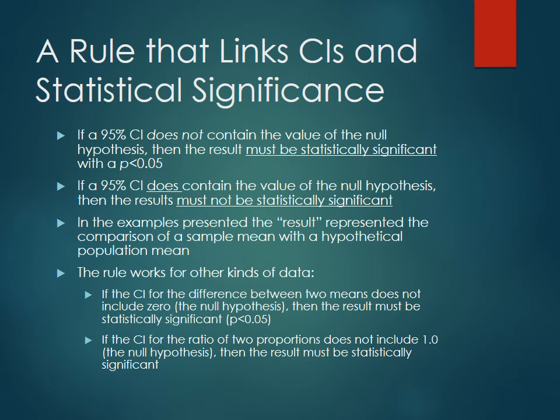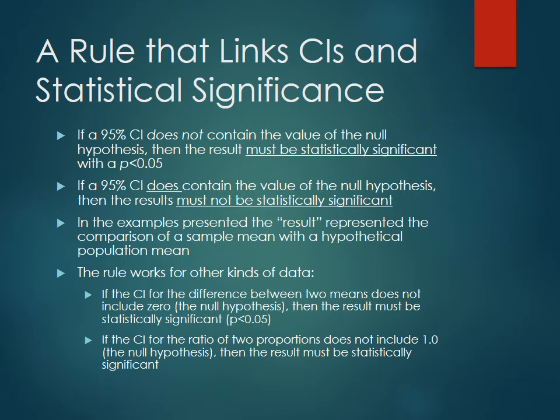Okay, so again, looking at the 95% confidence interval, if it does not contain the value of the null hypothesis, then the result must be statistically significant, or in this case, p of less than 0.05. If a 95% confidence interval does contain the value of the null hypothesis, then the result must not be statistically significant. Okay. So a good rule of thumb to keep in your mind.